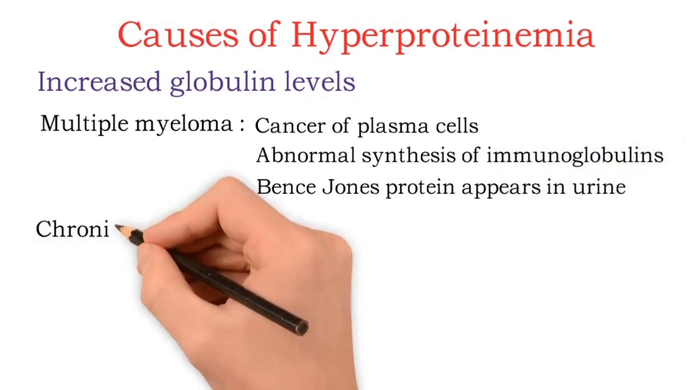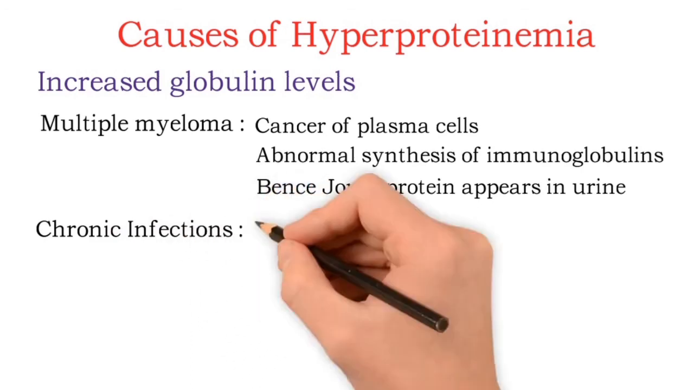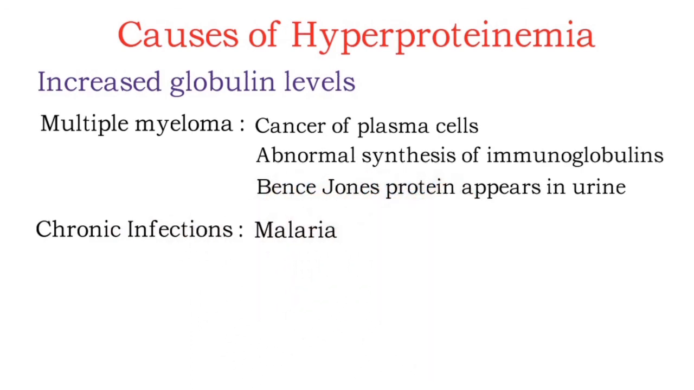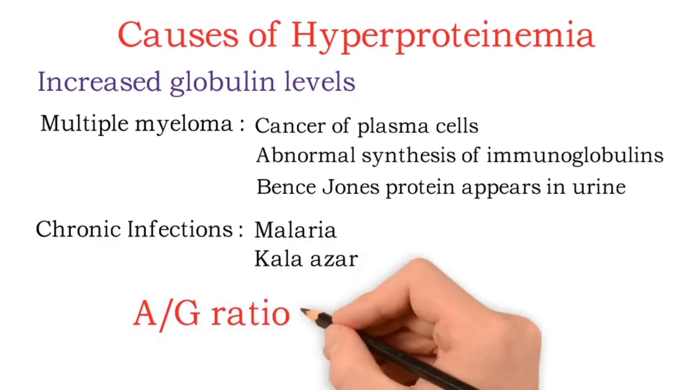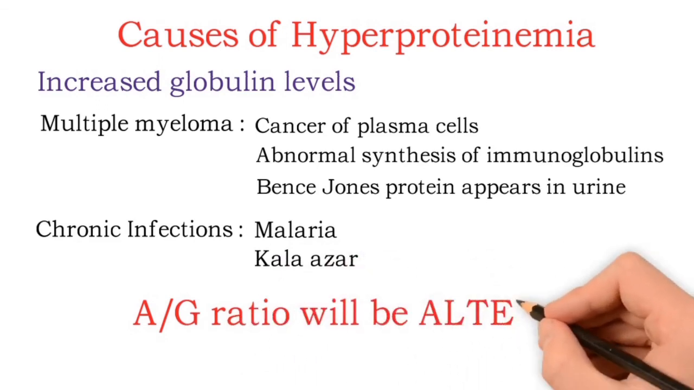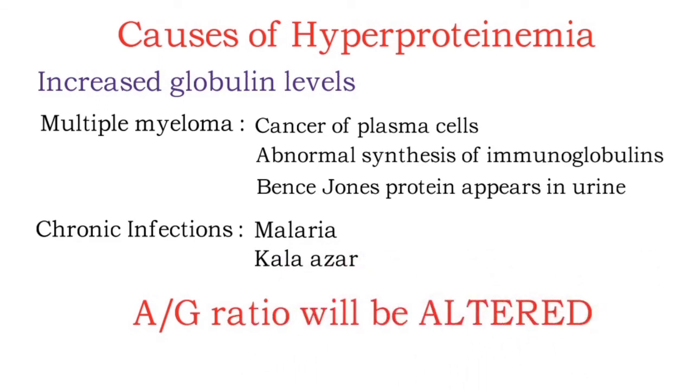And second is chronic infections like malaria, Kala Azar. Kala Azar is due to parasitic infection Leishmania donovani. Here also AG ratio will be altered as globulin level is increased. So that is all about albumin globulin ratio.